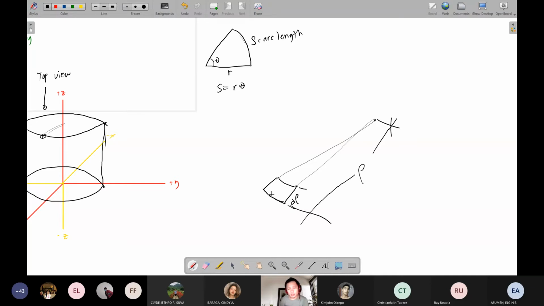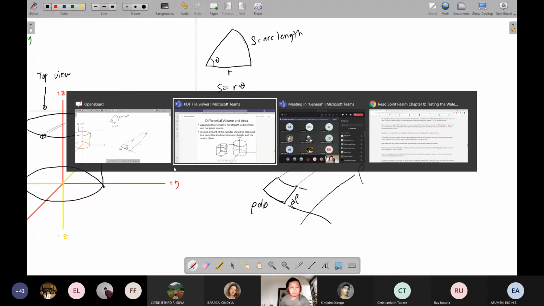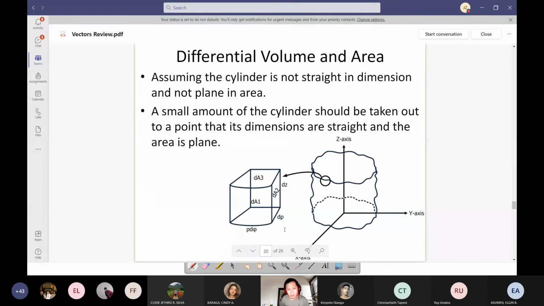Now, basically, this one is also arc length, but a very small amount of arc length. So again, arc length is just the radius times the angle. But since this is a very small amount, this will be a differential amount of the angle phi. Therefore, the curved part will be the radius rho times the angle d phi. So this will be the dimension of the curved part, rho d phi.